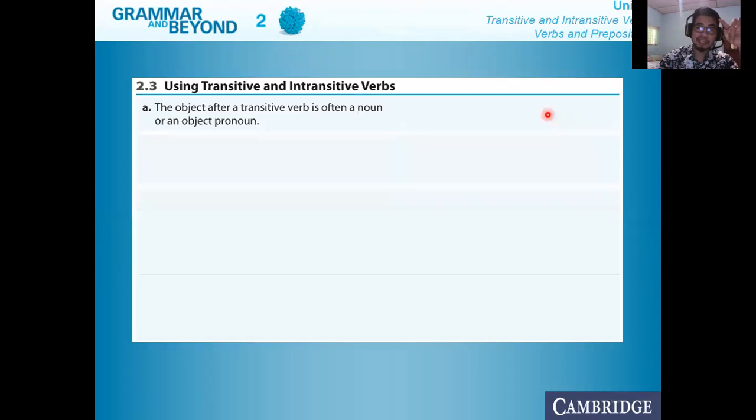Now let's move on to talk about the uses, and this is the most important difference between the two. The first one is the object after a transitive verb is often a noun or an object pronoun. Okay, you remember what object pronouns are, right? For example, if I tell you, he gave it to me. Me is an object pronoun because it's taking the position of an object in the sentence. If we analyzed it, it will be the position that is the object of a preposition too, but we're going to see this later on this video.